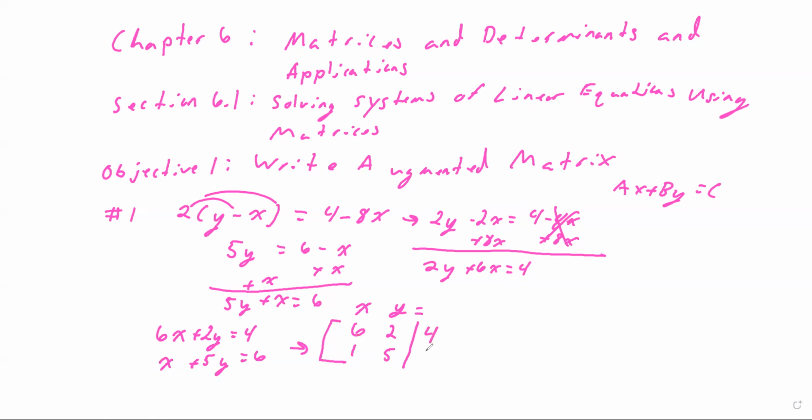The first equation is equal to 4. The second equation is equal to 6. And then we will close out the bracket. That right there is what we call an augmented matrix. And that's all you have to do in the first part of the first objective.